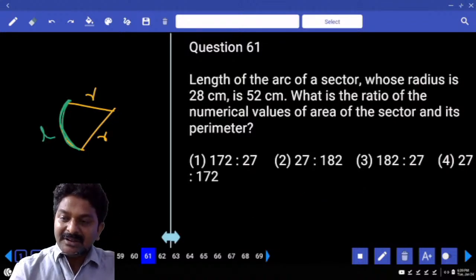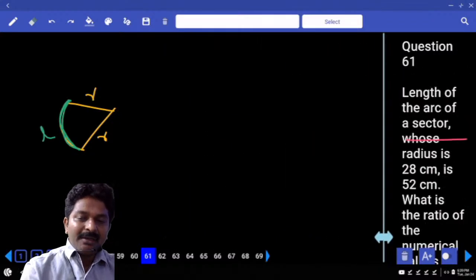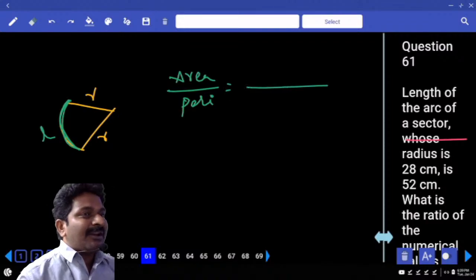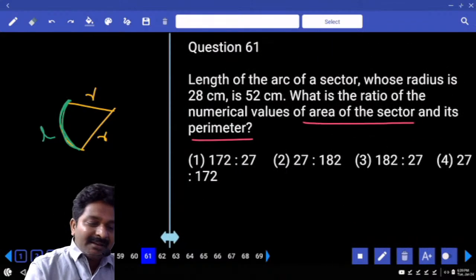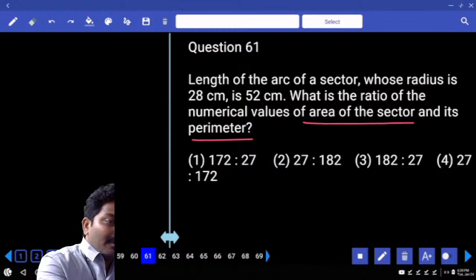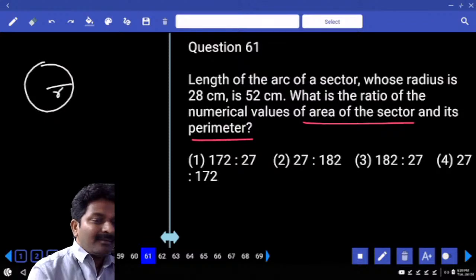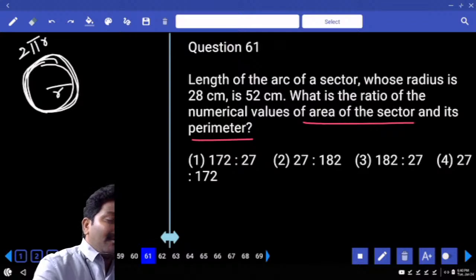Now the question is the ratio between the numerical values of the area of the sector and its perimeter. Area by perimeter. You can clearly observe the perimeter. How much is the perimeter of the sector? 2R plus L. And we need to know the area. What is this? Radius R. Perimeter 2 pi R. Area.